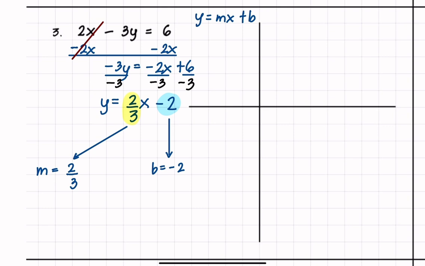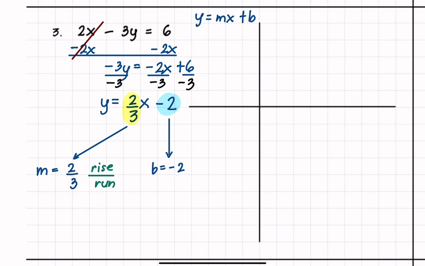Remember, class, that slope is rise over run. So our rise is 2 and our run is 3. It means later on, while we're graphing it, since this is positive, we have to go up 2 units, 1, 2, and then since our run is 3, we have to go 3 units to the right, 1, 2, 3. Okay?